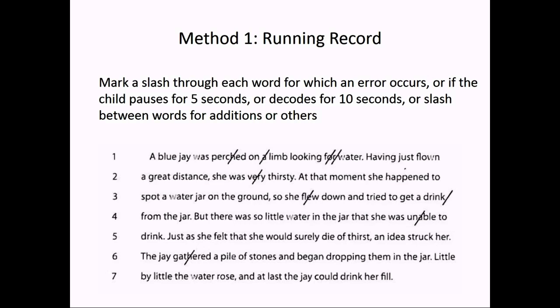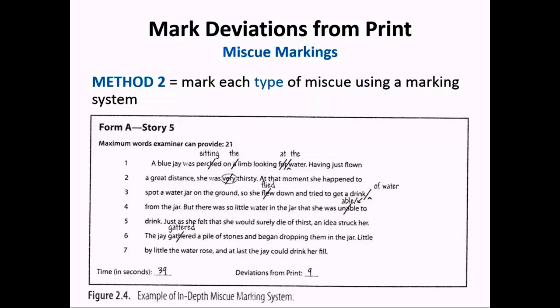So the child would read, the blue jay was not perched, and not is not in the actual sentence, so you would put a slash and write a slash there to indicate that a word was put in that didn't actually exist in the text. Miscue markings are the preferred method.